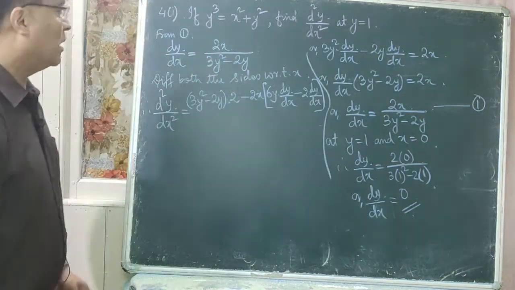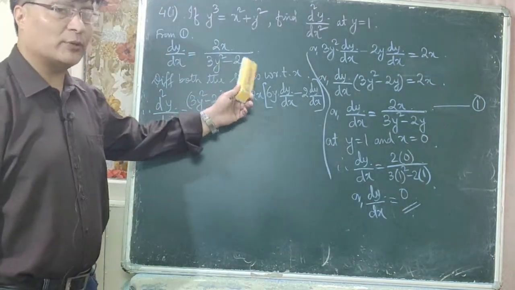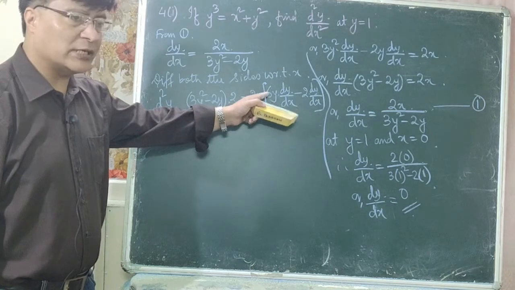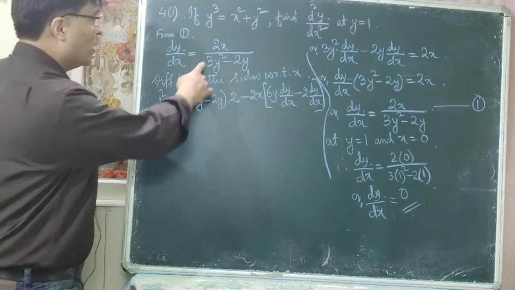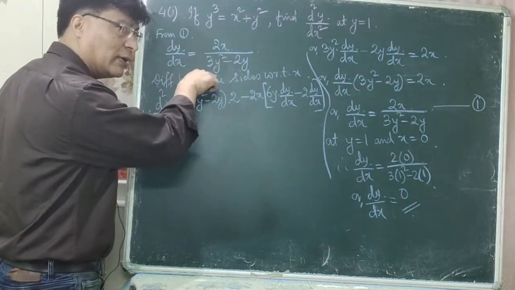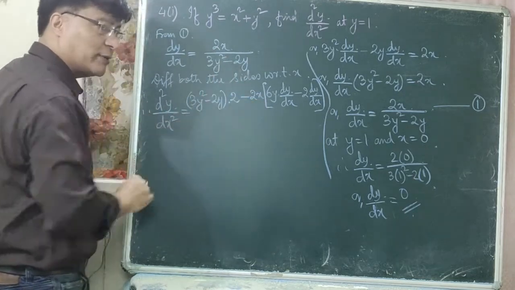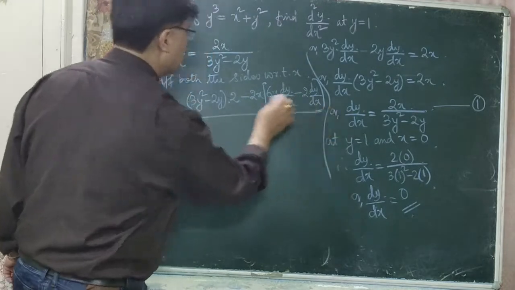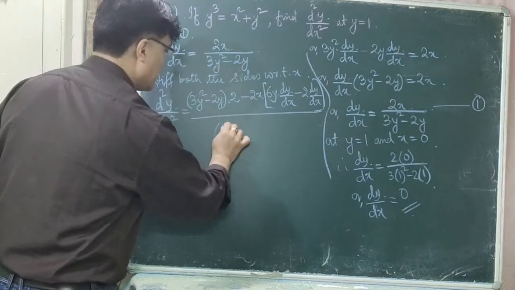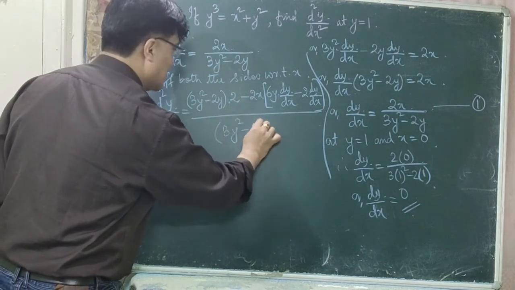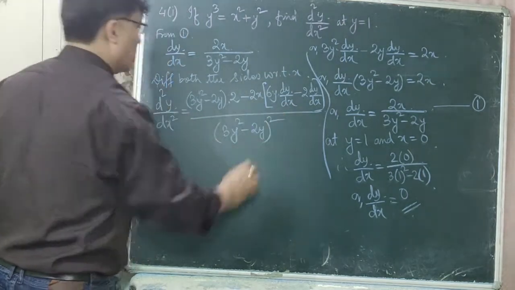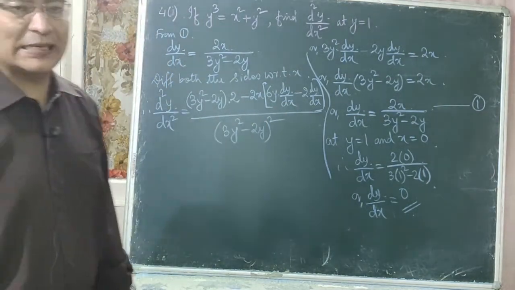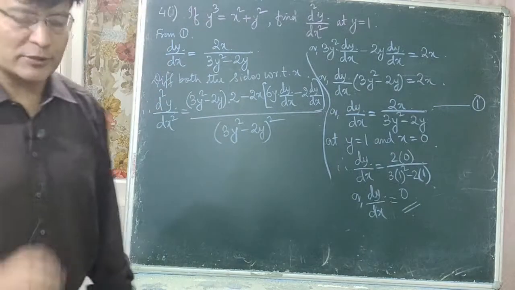The differentiation of 3y square minus 2y with respect to x is, first of all, 6y into dy by dx. What was the differentiation of y square first? 2y. Again differentiate y with respect to x, that is dy by dx. Minus 2 into dy by dx, whole divided by, in the denominator, the denominator whole square, that is 3y square minus 2y whole square. Is that clear to all of you? So I think you have understood it.